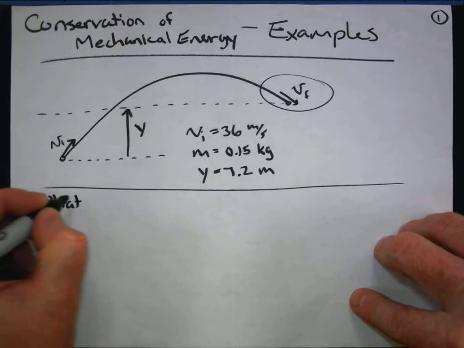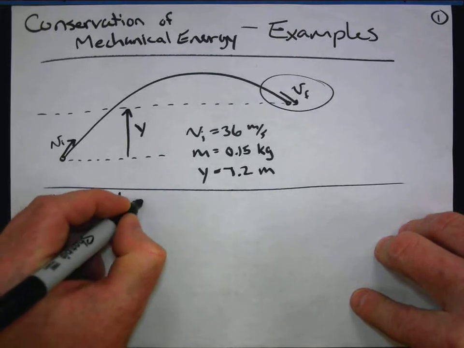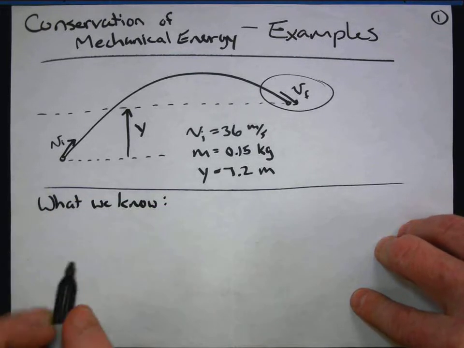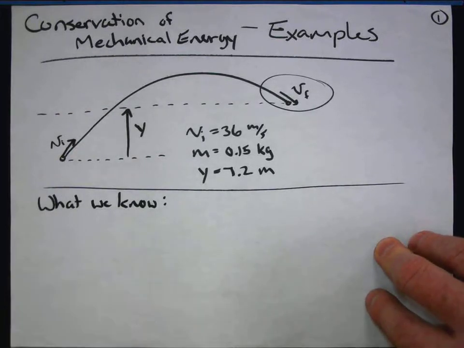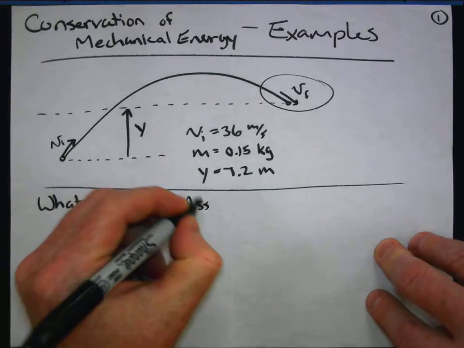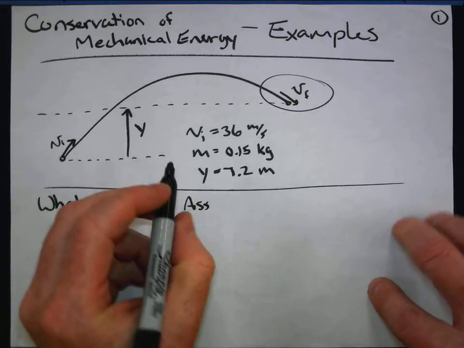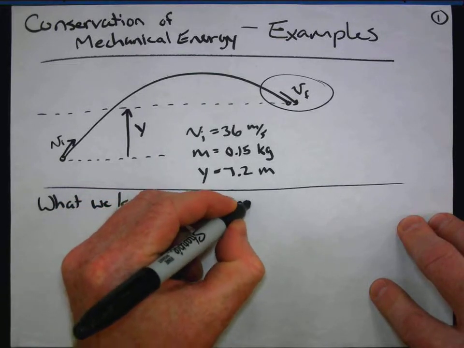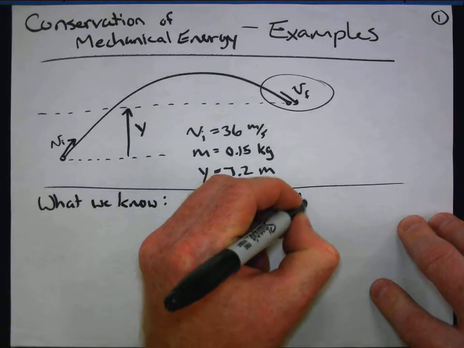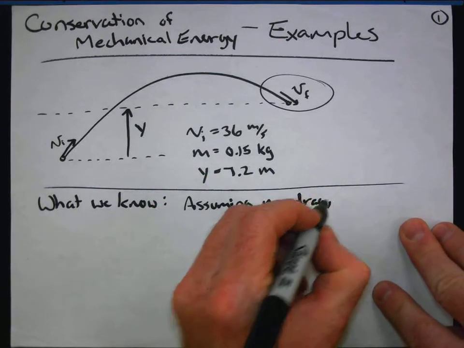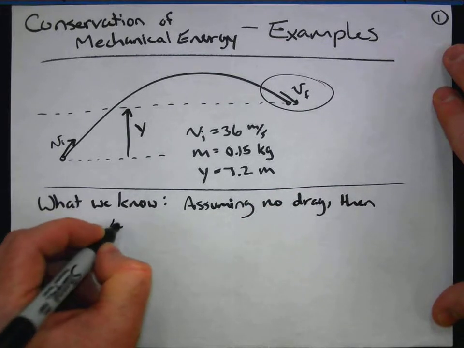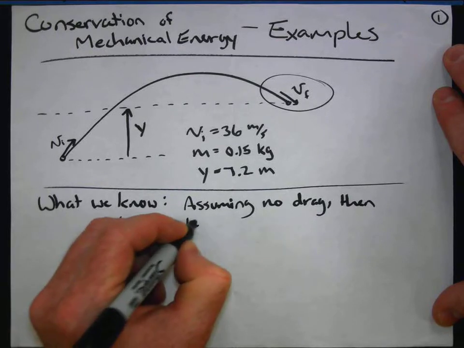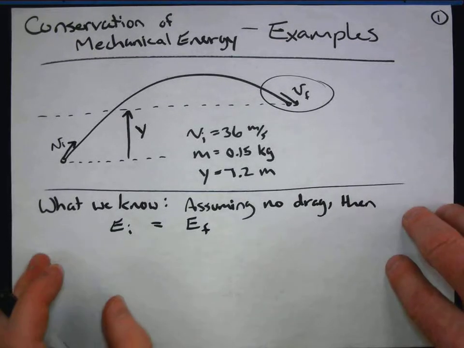Now, an important question. We're going to solve this in terms of energy, mechanical energy. So what do we know about mechanical energy? We have to make an assumption about friction or drag forces, about non-conservative forces, assuming there are none. No drag, no friction. Then what do we know about mechanical energy? Well, the initial amount is going to equal the final amount. Energy will be conserved. All right.